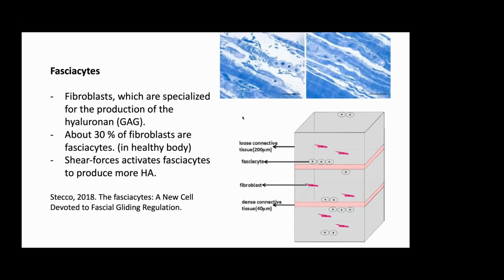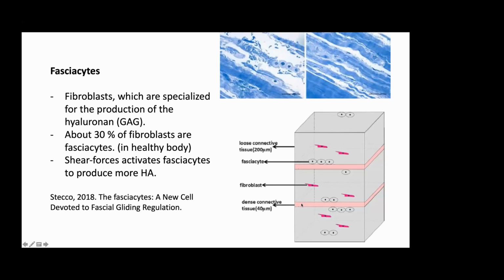And now when you are looking at this kind of image here, you are seeing loose connective tissue. And there in the loose connective tissue, we are having these round shaped fasciocytes. You can see it here also in the upper image, these like eyeballs here, they are fasciocytes. And then we are having also fibroblasts, and fibroblasts are these ones here, which are not round shaped. So these are fasciocytes, and fibroblasts are all over in the loose connective tissue also.